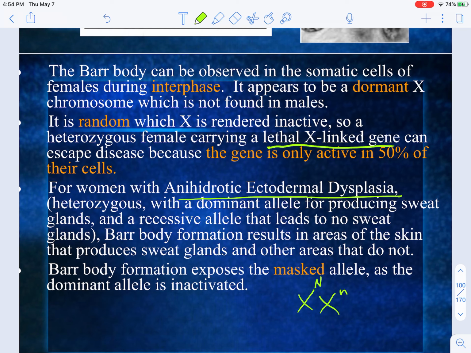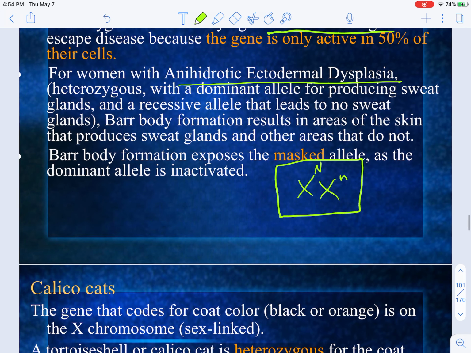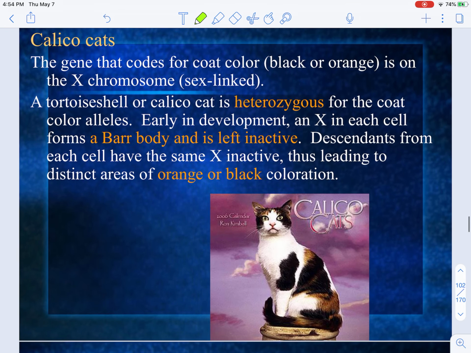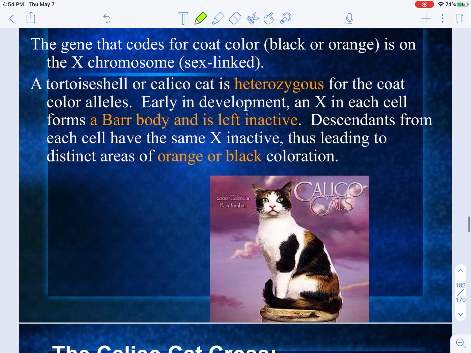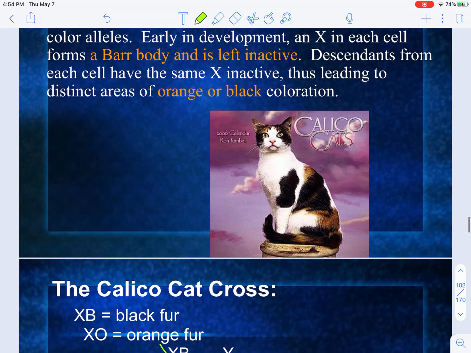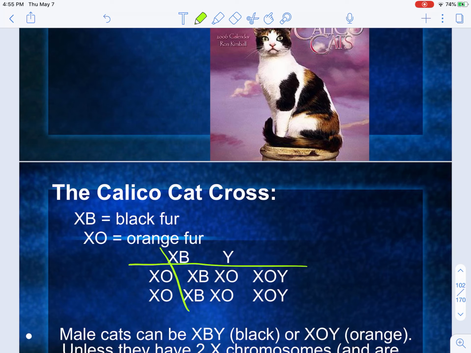So that's an interesting thing about the inactive or dormant X. It's random which areas of the body have this one active, and random which have that one active. So this brings us to calico cats, and they find that the coloration is actually on an X chromosome, so the male cats would have either the black gene or the orange gene. So the male cat is either black or orange.